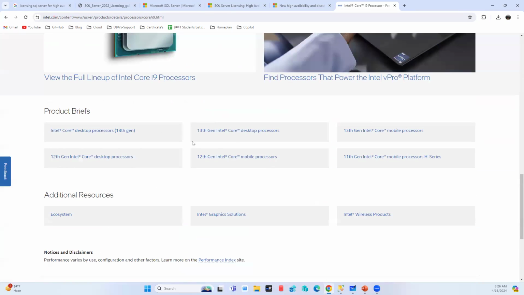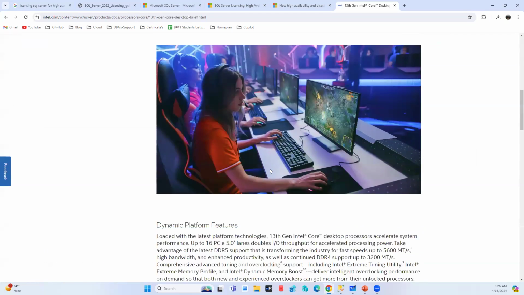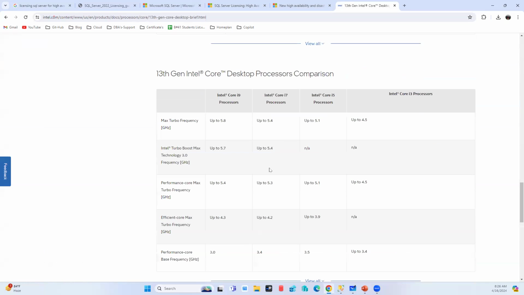I am having different options: 13th generation Intel Core mobile processor, 12th generation, 11th generation. So for example, I decide to purchase a server or a computer. Forget about laptops, we'll see a server. I decide to purchase an i9 with the 13th generation processor. If I open here, let's scroll down.